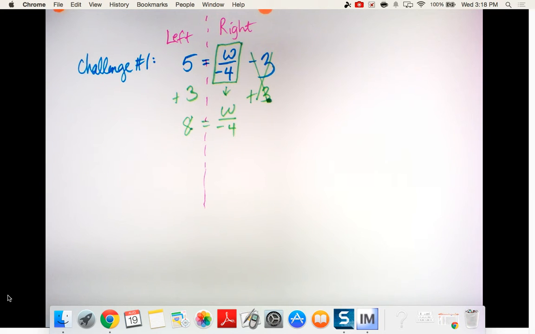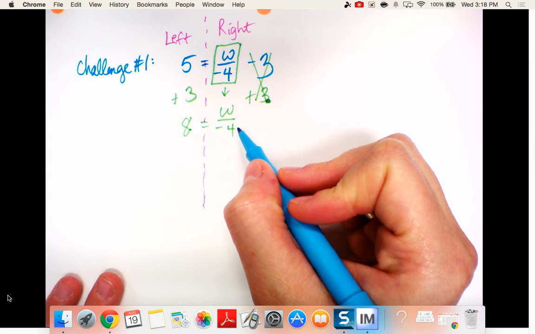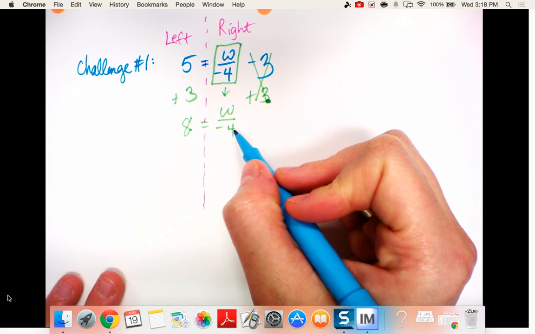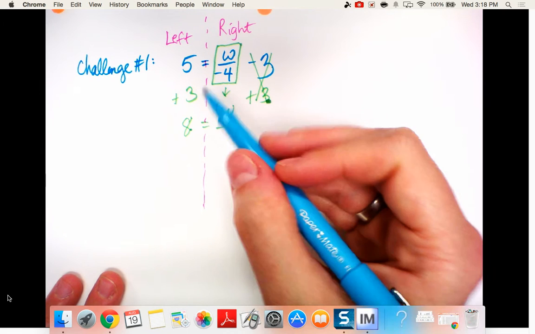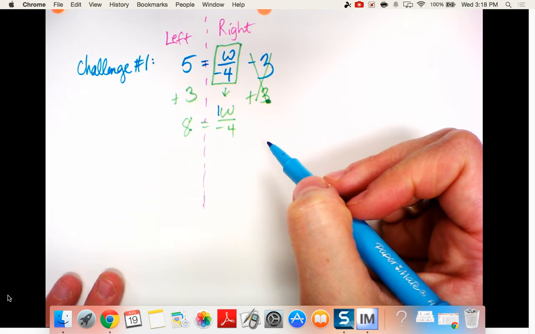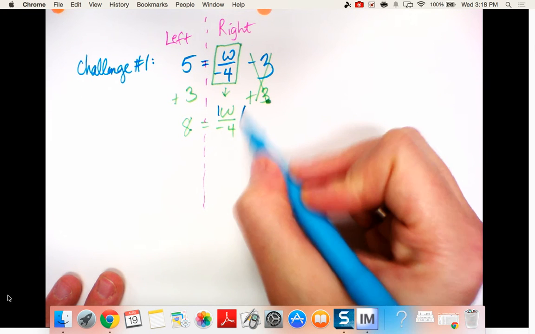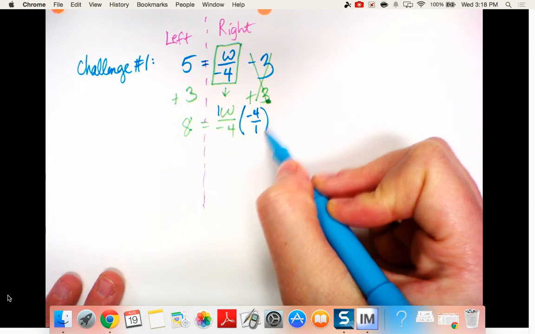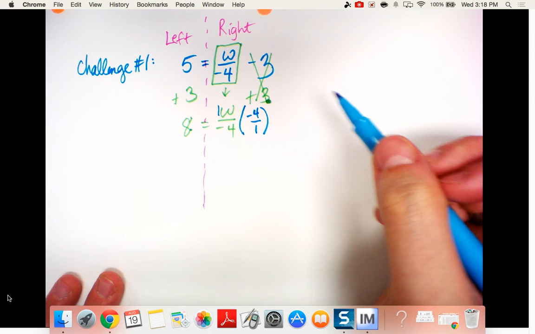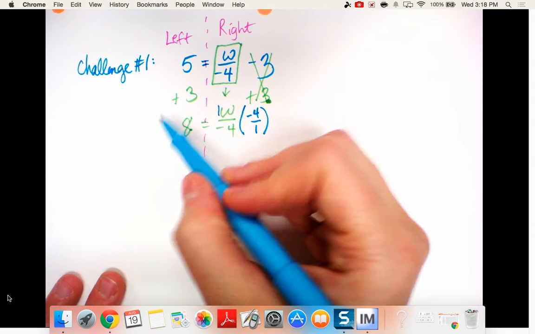So now we need to do our last step. Since W is being divided by -4, I need to do the opposite operation, which is multiplication. Well, there's an understood 1 here in front of the W, and the reciprocal of 1 over -4 is -4 over 1. So I'm going to multiply by -4 over 1 on each side.